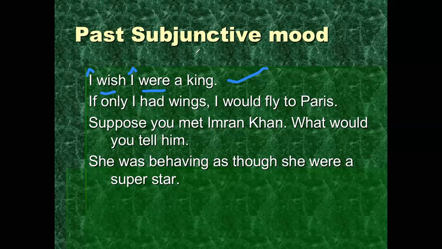All right? Now, how this past subjunctive mood is being formed, we can see over here that the past form of the verb is being used in the second clause, right? In the second clause, the past form of the verb is being used, and once again, the regular rules for subject-verb agreement are being violated.